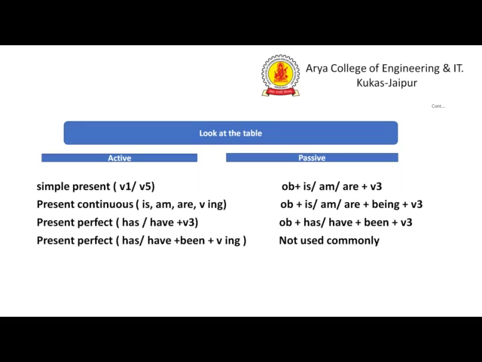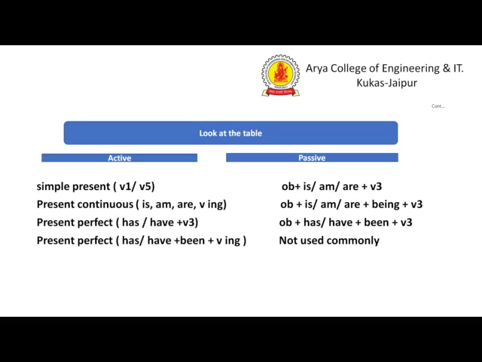Now the present continuous. The rule we should apply is: is plus being plus verb's third form. Like the example, he is writing a letter. A letter is being written by him. So this is the way we have to sort it when converting active to passive voice.